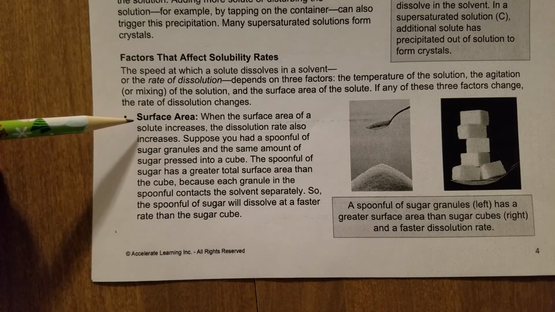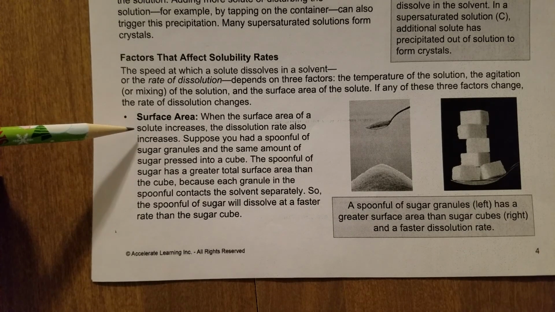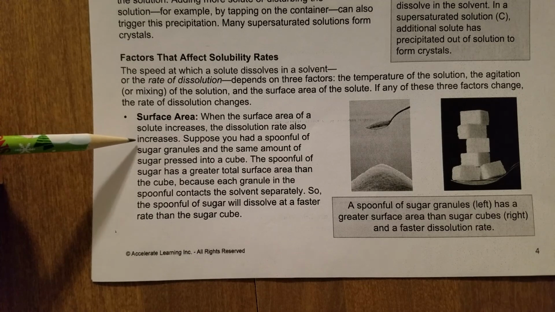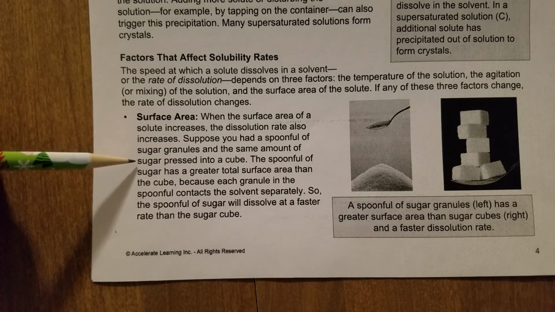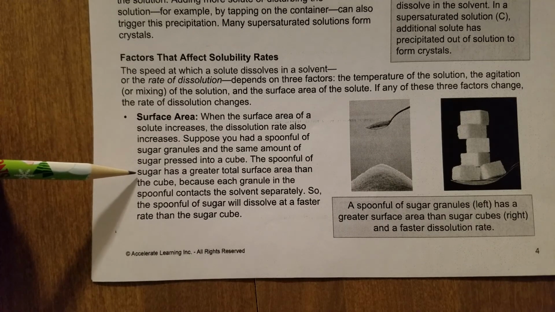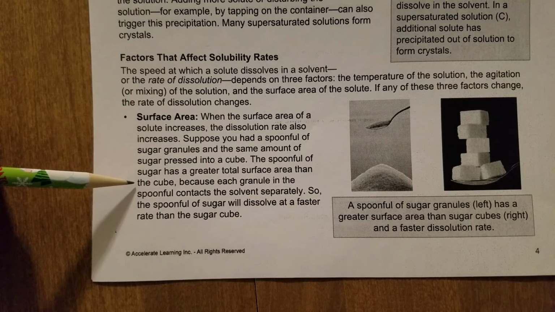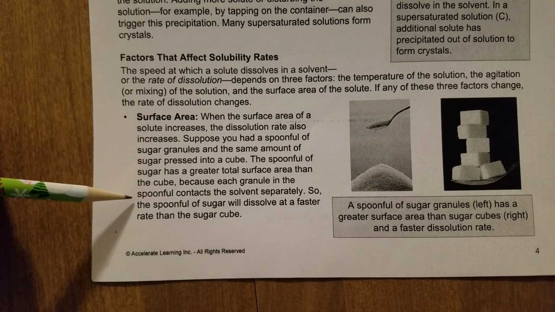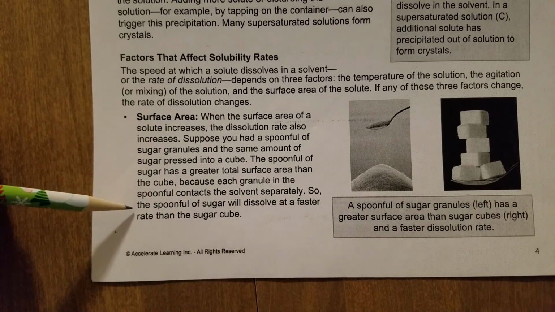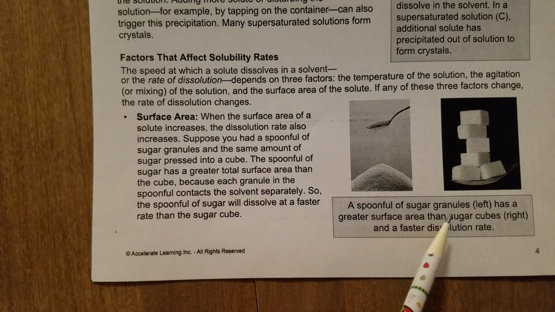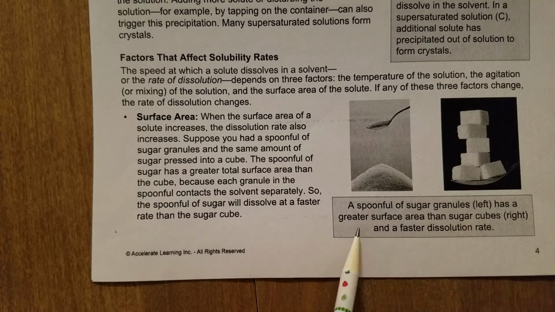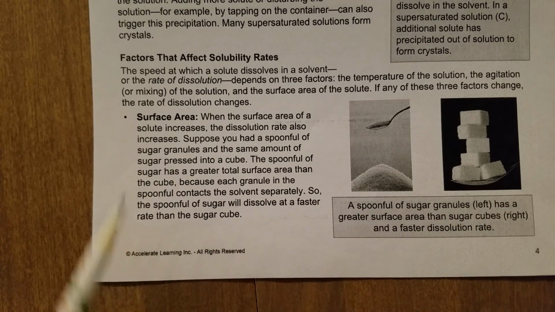Surface area. When the surface area of a solute increases, the dissolution rate also increases. Suppose you had a spoonful of sugar granules and the same amount of sugar pressed into a cube. The spoonful of sugar has a greater total surface area than the cube because each granule in the spoonful contacts the solvent separately. So the spoonful of sugar will dissolve at a faster rate than the sugar cube. A spoonful of sugar granules, left, has a greater surface area than the sugar cube, right, and a faster dissolution rate.